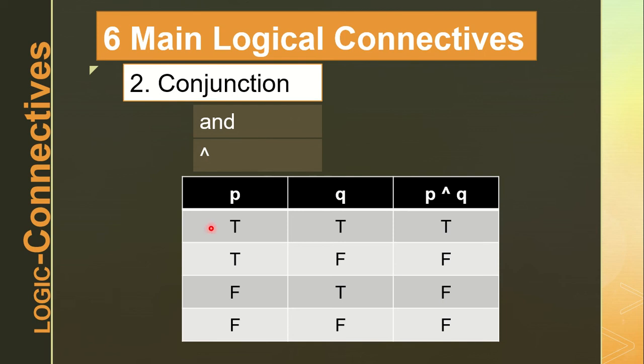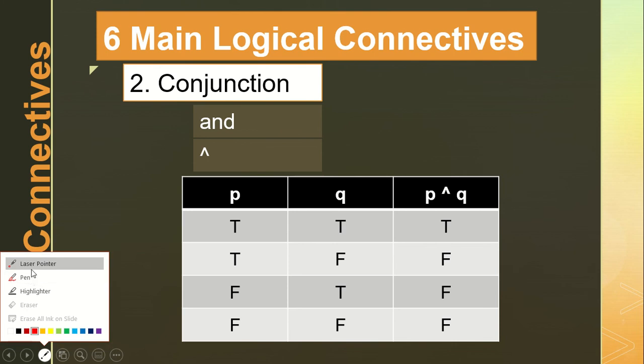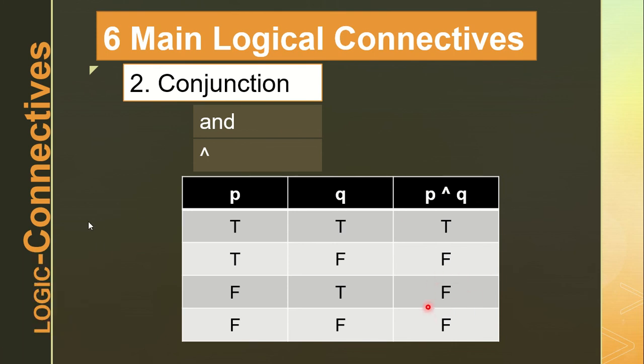Now, as you can see, we have four lines here. These are the different combinations, whatever the truth value. To identify the number of combinations, you use the number of variables, and the formula is 2 to the power of n, where n is equal to the number of variables. Since we have two variables, P and Q, that's 2 to the power of 2. Therefore, there are four possible combinations or four possible values of these two.